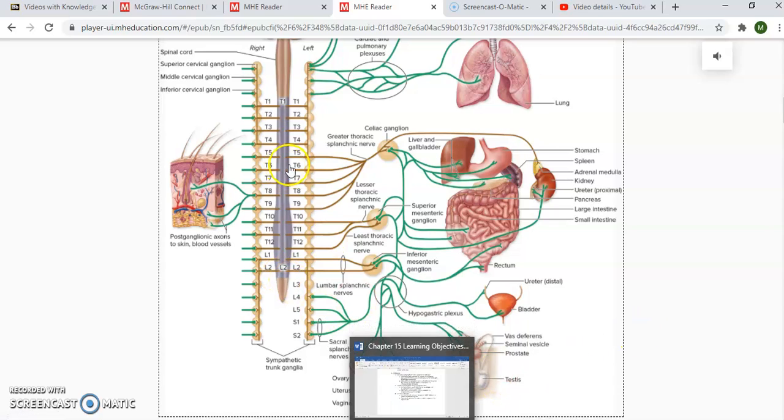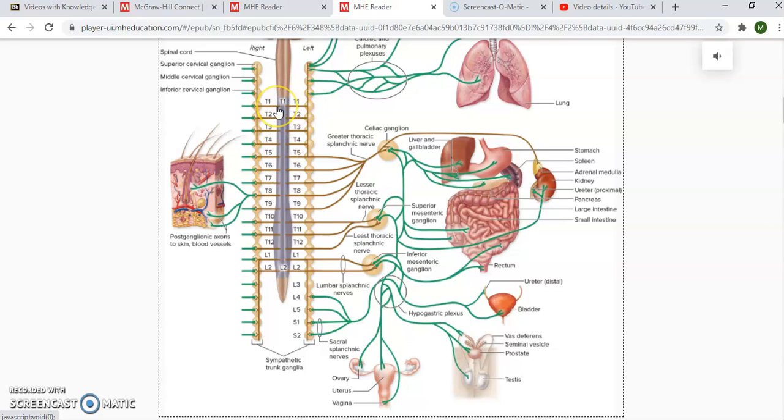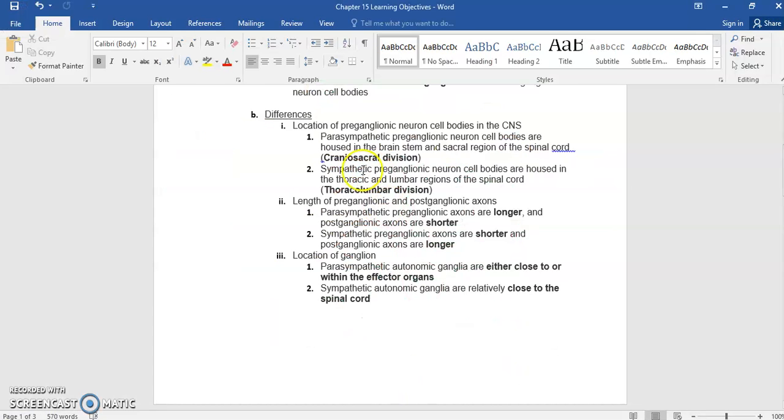So in that case, this is the sympathetic, and another common name for that would be thoracolumbar, thoraco being a prefix for thoracic, and then lumbar. And so that is the location of the cell bodies of those preganglionic neurons. All right, so that's one anatomical difference between those two systems.